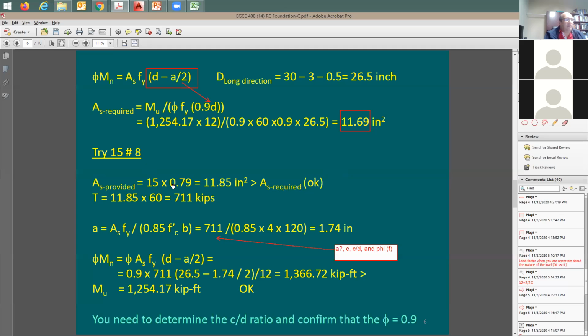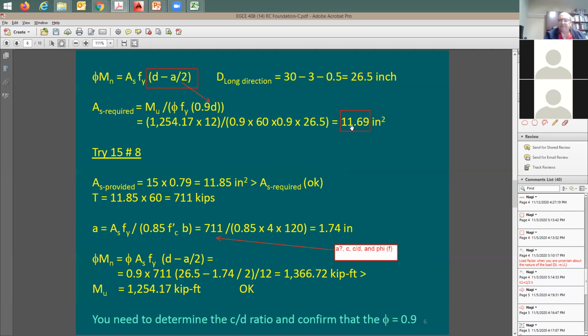If I tell you this is going to be the rebar size, like number 8, for example, one number 8 is 0.79. You need 11.69. So what you need to do is take this and divide by 0.79. You get your number of rebars. So it's going to be about 15. So I said, let me put here 15. And here's the total cross-section area that I provide. It's going to be 11.85.